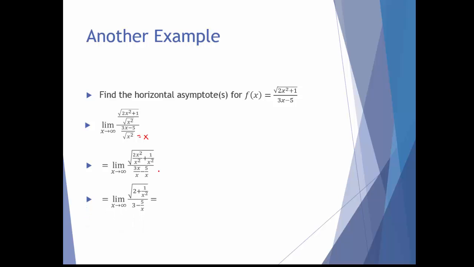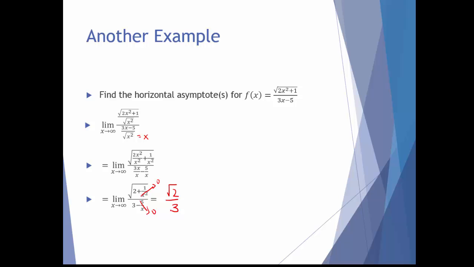Once we simplify this a bit, notice we end up with a couple of constants, and we end up with a couple of expressions that have a constant in the numerator and something approaching infinity in the denominator. Both of those are going to approach 0, which means that this limit is the square root of 2 over 3. That is the limit as x approaches infinity for this particular function.